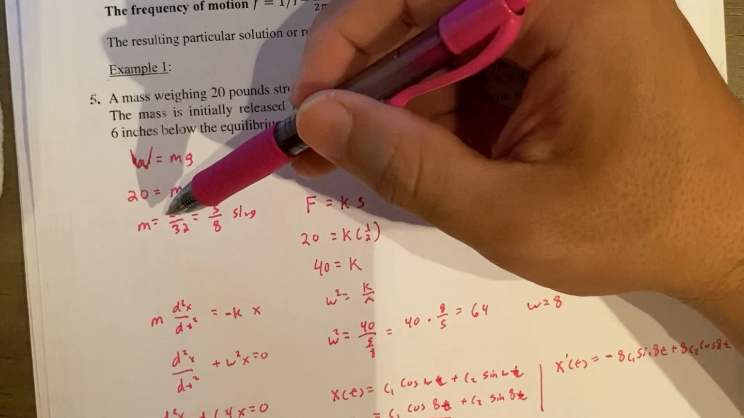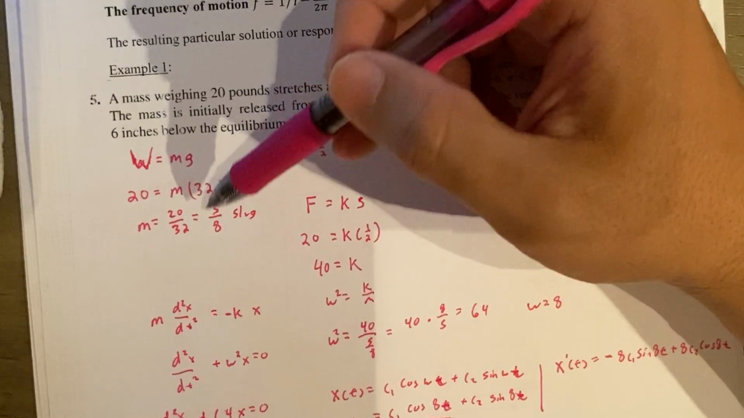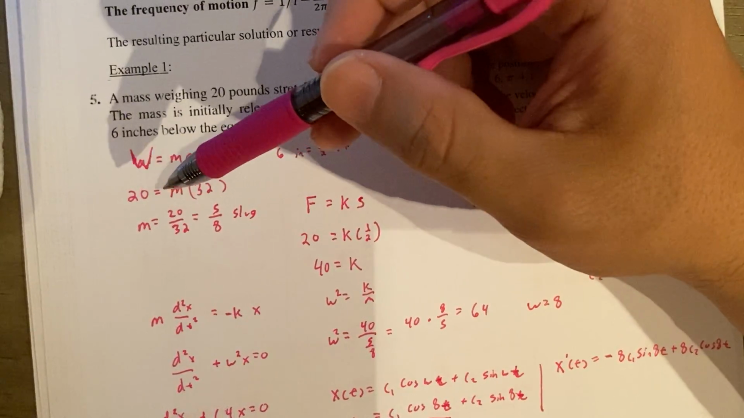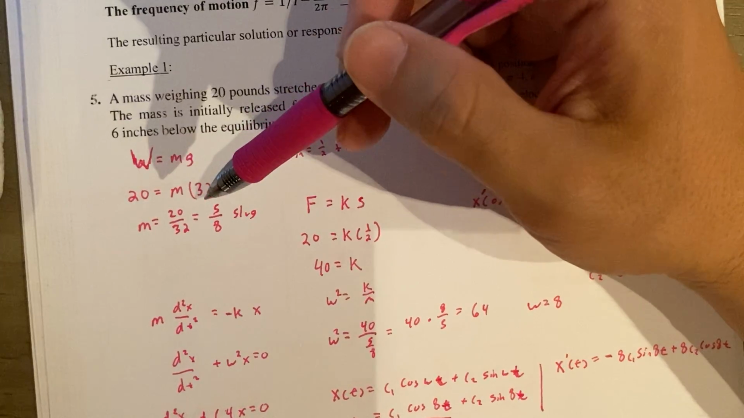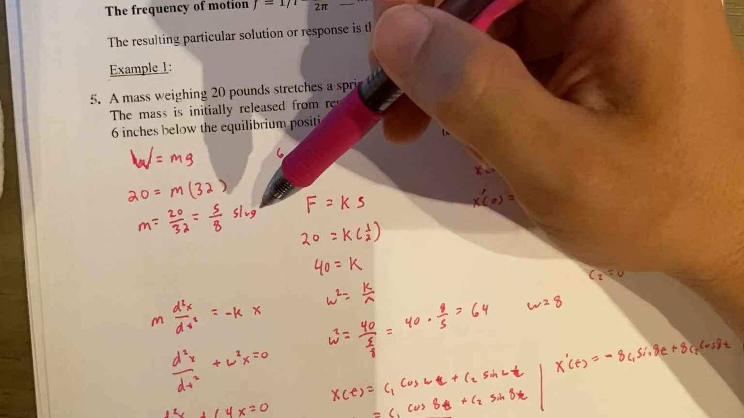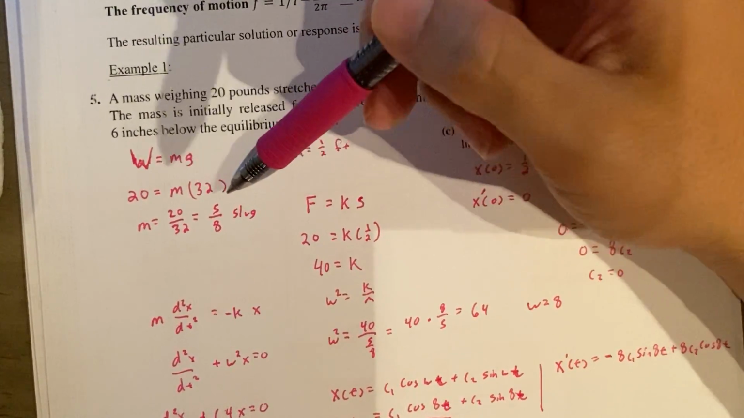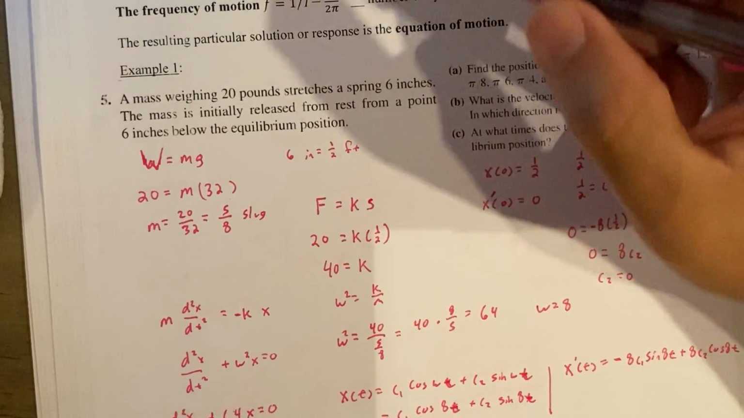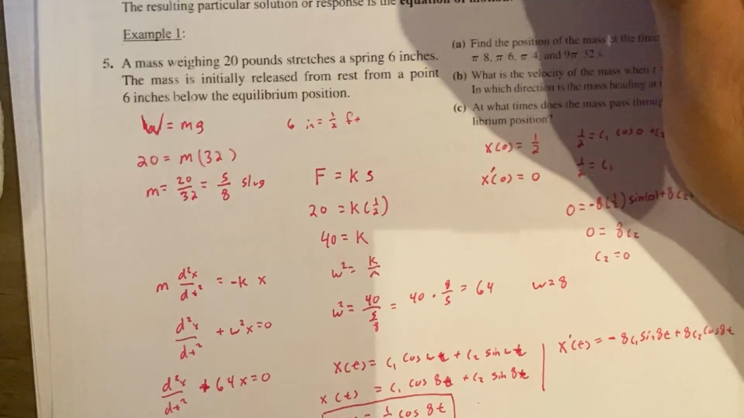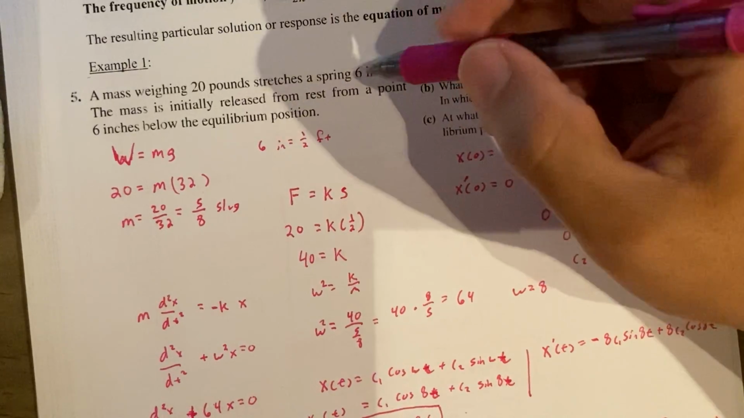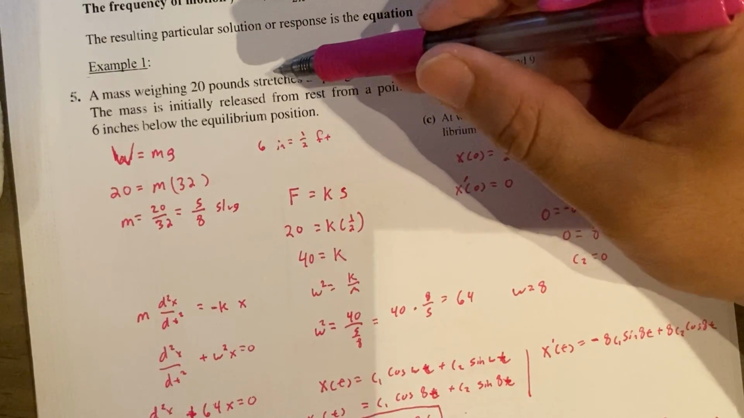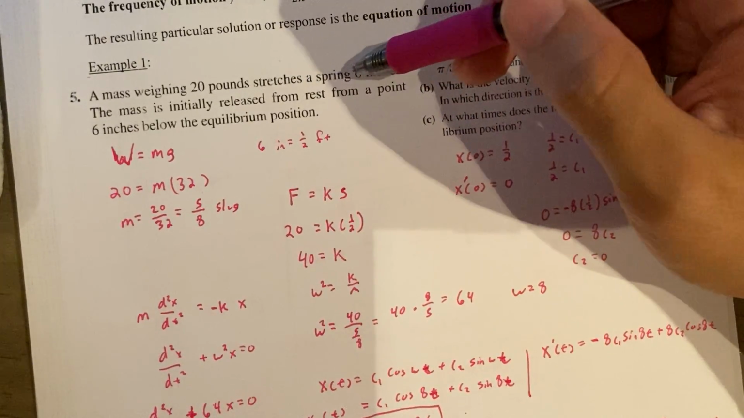So m is equal to 20 over 32, because our weight is 20, so our mass is just 5 over 8 slugs. The reason why we're using slugs is because we're in feet. So our spring is 6 inches. It's stretching our spring 6 inches.